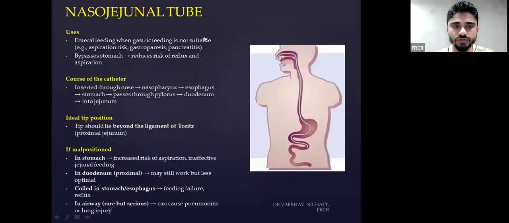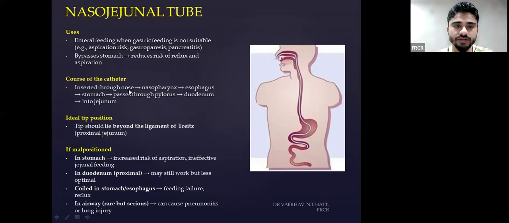Now coming to the nasojejunal tube. The uses of the nasojejunal tube are that it is put for enteral feeding when gastric feeding is not suitable. What are the situations where gastric feeding is not suitable? Where there is increased risk of aspiration, or where patients have gastroparesis or pancreatitis that prevents gastric emptying and subsequently leads to aspiration into the lungs. Sometimes the nasojejunal tube can also be used to bypass the stomach, which reduces the risk of reflux and aspiration.